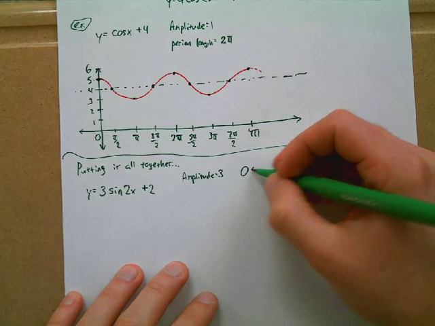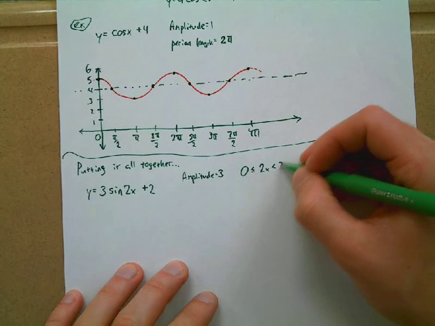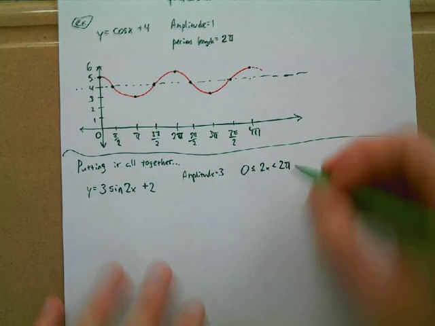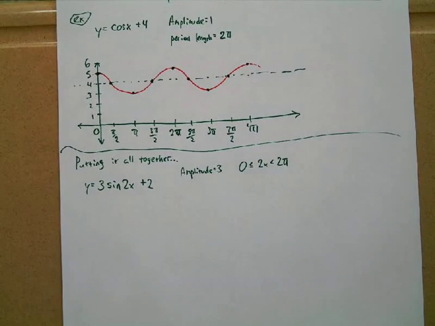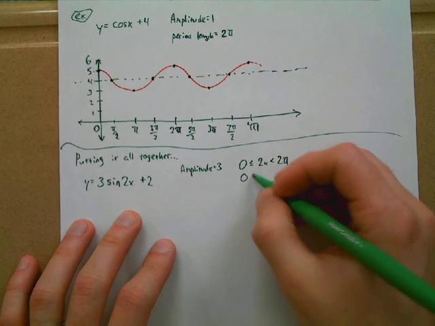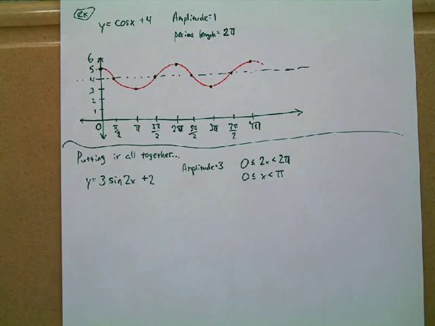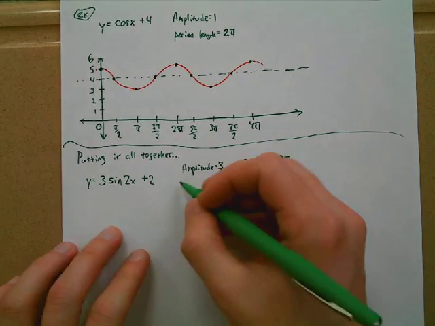So now our new period length is just pi. It goes from 0 to pi now. We cut it in half; we shrunk it. And so now we're pretty much ready to graph here.